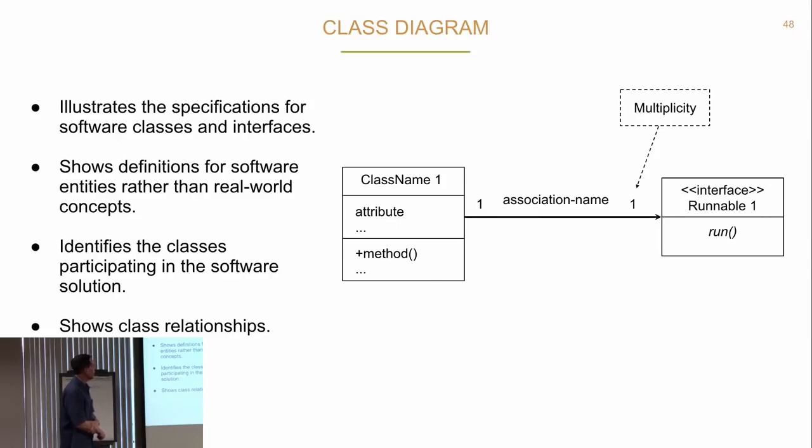Let's talk about this other diagram, class diagram. It illustrates the specification for our software classes, shows definitions for the classes, identifies the classes participating in the software solution, and shows the class relationships. That's an interesting thing. When I take a look at one of these large code bases, one of the first things you're going after is, what does this class do? What's it about?